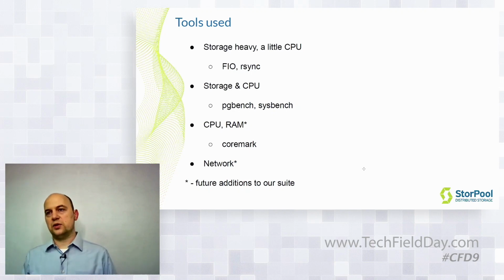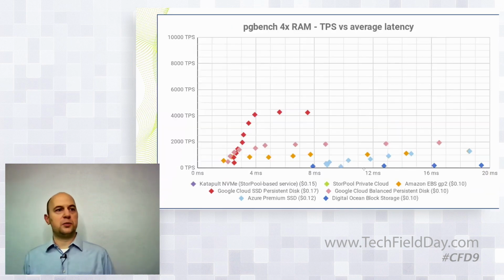So it's FIO, rsync. We use rsync to simulate a deployment or backup type workload. We use pgbench and sysbench for transactional workloads. These are both storage and CPU heavy, so sometimes they would be limited by the CPU of the VM, other times they would be limited by the storage. In future versions, we would have a dedicated CPU benchmark to make sure that the CPUs we're getting are actually identical, not very different from each other. And we are thinking of adding a network benchmark, but that complicates things a bit.